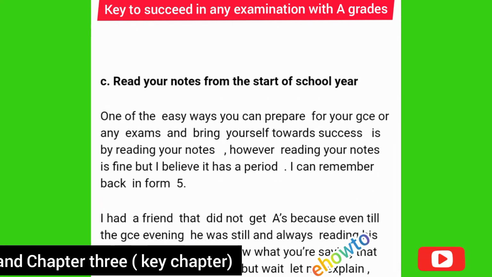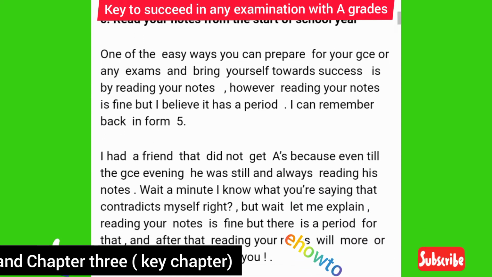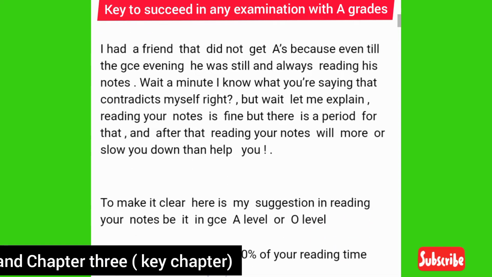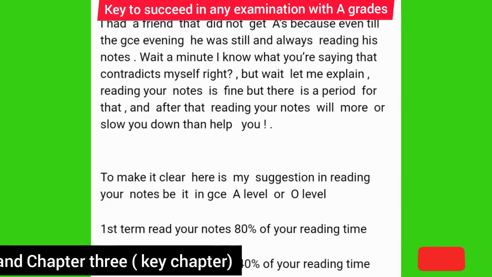C. Read your notes from the start of the school year. One of the easy ways you can prepare for your GCE or any exams and bring yourself towards success is by reading your notes. However, reading your notes is fine, but I believe it has a period. I can remember back in Form 5, I had a friend that did not get A's because even till the GCE evening he was still always reading his notes. Wait a minute, I know what you're saying, that contradicts myself, right? But wait, let me explain.